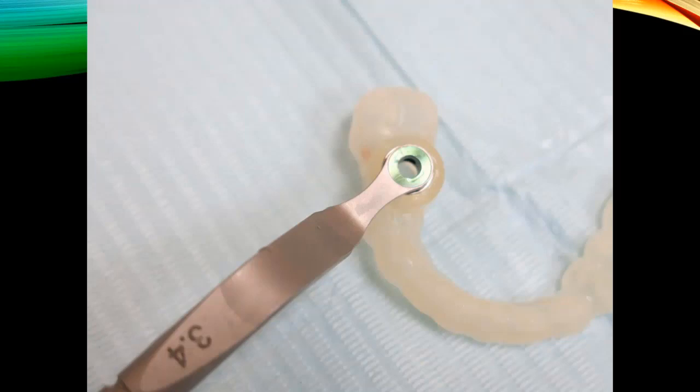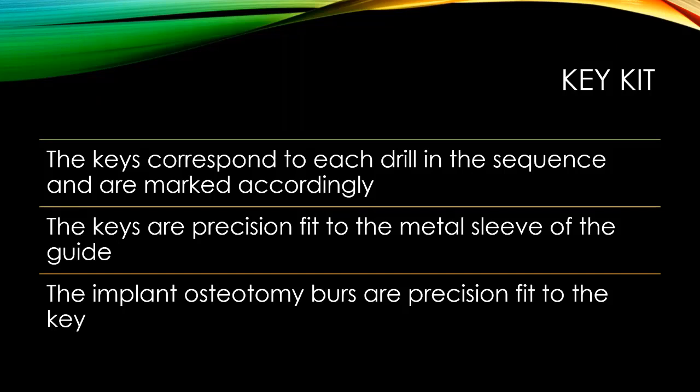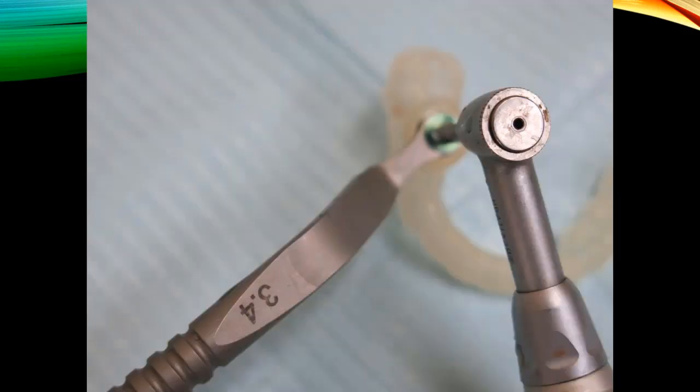So we have our guide, and here is one of the keys in the guide on our day of surgery, just to demonstrate how that fit is. The walls of that guide, of that G sleeve, excuse me, that metal sleeve, they're parallel. And so the fit of that key is very intimate. There is no rocking, there is no movement here. So the keys correspond to each drill in the sequence, and they're marked accordingly. Everything is color-coded with Implant Direct, which makes it very nice. The keys are precision fit to the metal sleeve of the guide. The implant osteotomy burrs are precision fit to the key. So again, there's very little to no slop.